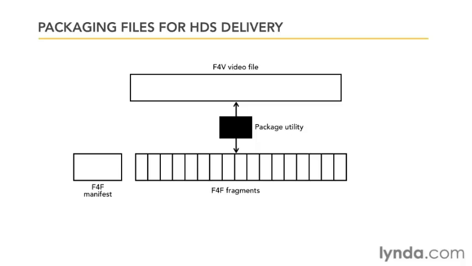A common question I hear about HDS is, if it's streaming over a standard HTTP connection, why do I need a media server at all? Well, that's a good question. Technically, you don't. But FMS has some valuable features that make streaming video over HTTP more efficient, and that now includes real-time packaging of content. You don't need to package your Flash video files for HDS delivery in advance. The same files and streams that you use for RTMP can be packaged in real-time for delivery over HTTP.